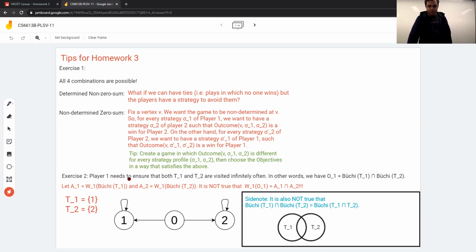let's just formalize this a little bit. So the objective of player 1 is basically this. It's Büchi T1 intersection with Büchi T2. And so Büchi T1 was the set of paths that visit T1 infinitely many times. Büchi T2 was the set of paths that visit T2 infinitely many times. And I just realized that we don't.